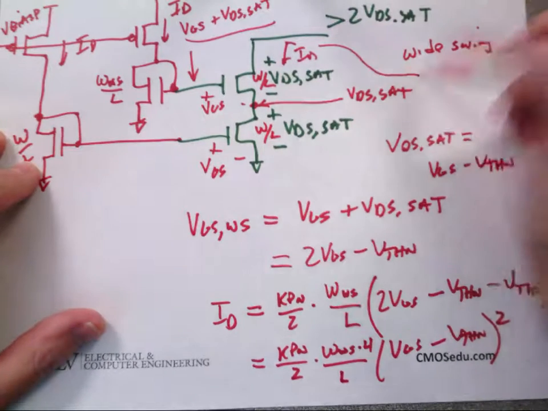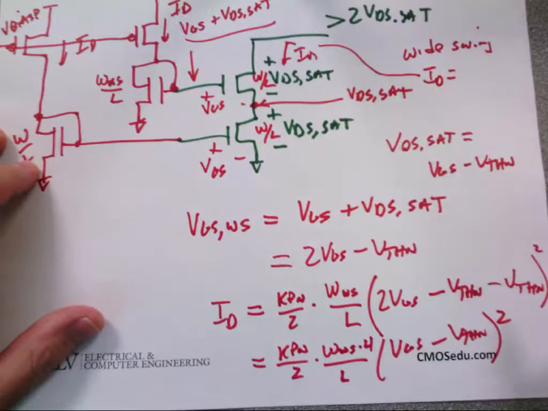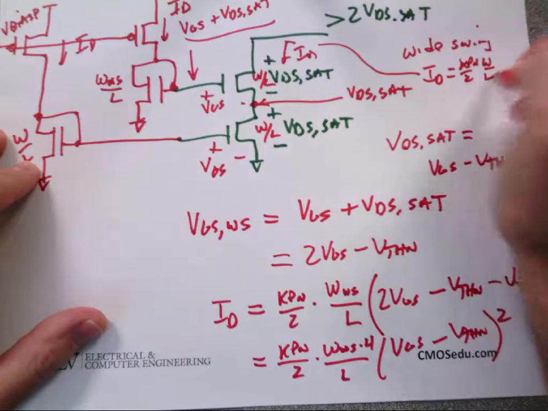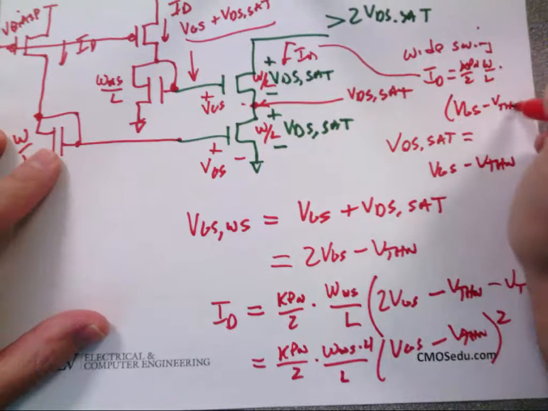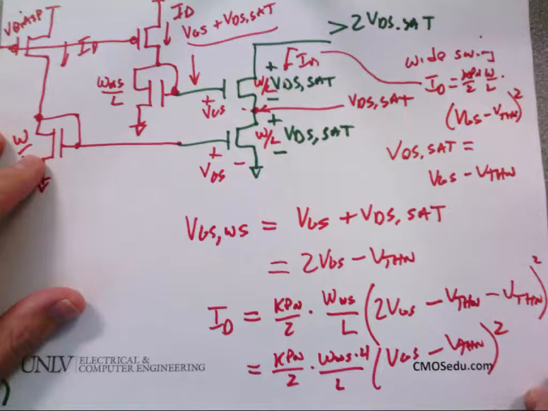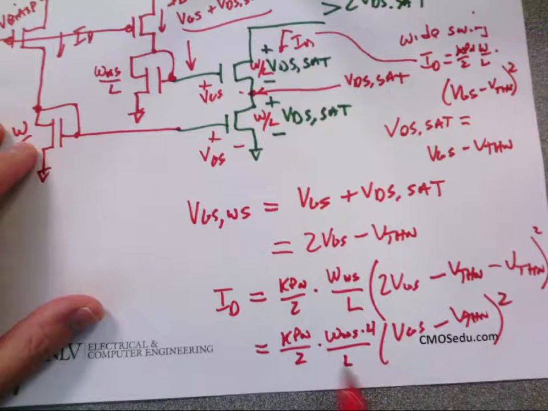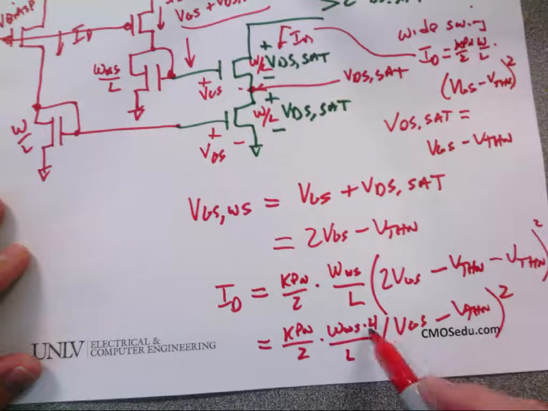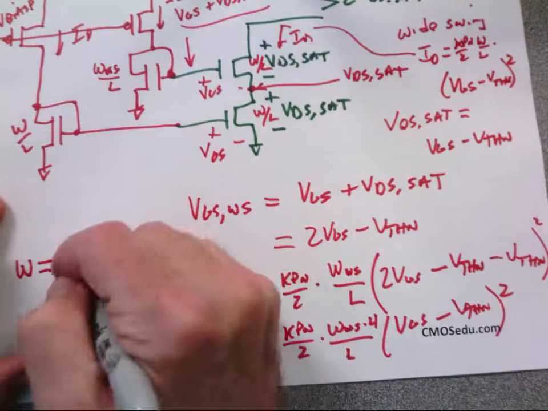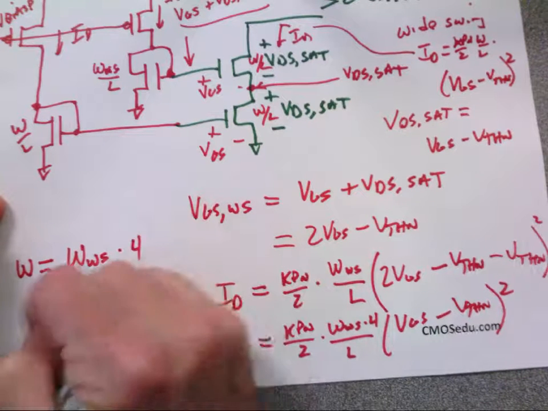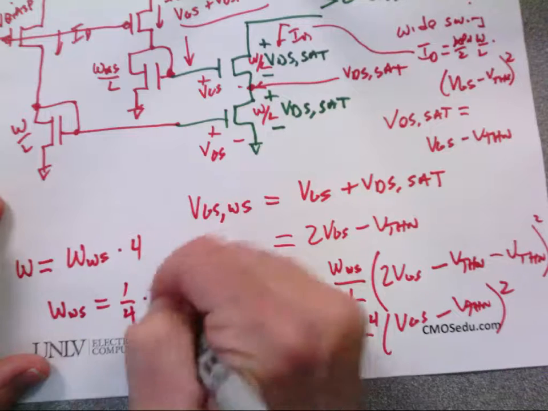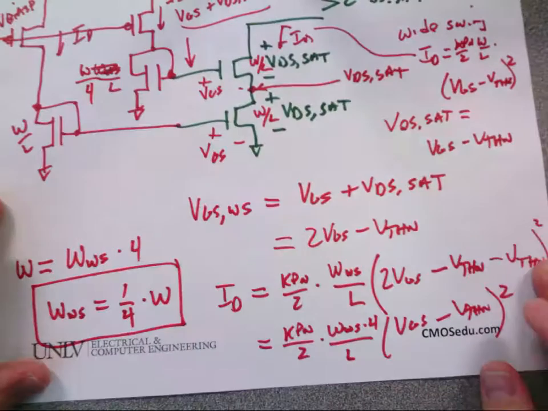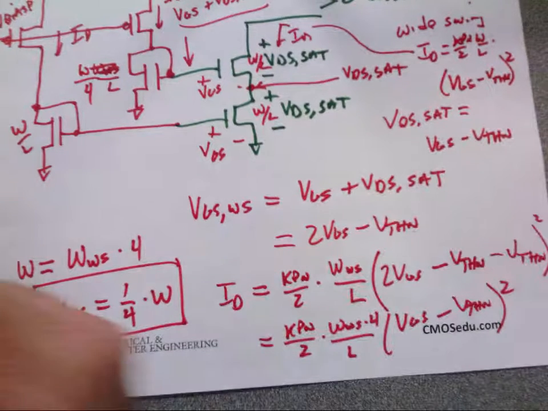So let me come back to this for a second. What is the current here equal to? What is ID equal to in terms of VGS and W and L? Does everybody agree with that? Well, wait a sec. These are exactly the same, except this W wide swing times 4 would be equal to the W here. So I can write W equals W wide swing times 4, or W wide swing equals 1/4 times W. So if I make this guy 1/4 times the W, I can get wide swing operation. So why don't I do that?